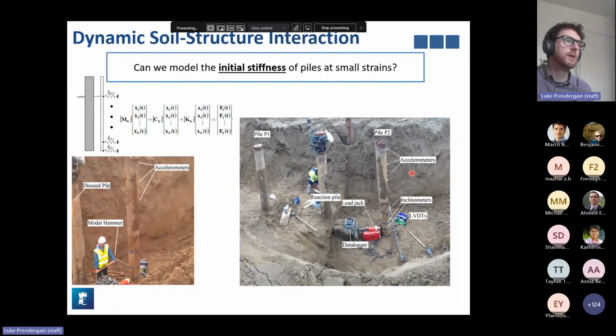Now, you also see in this image some other infrastructure for load jacks and displacement and inclinometers. This was part of a larger testing regime that I won't discuss today because I don't have the time to do so. But if we focus on this bottom left image, we'll see that effectively it's impacting the pile with a modal hammer, which allows us to estimate the time duration of the force, and measuring the output acceleration from accelerometers placed on the system.